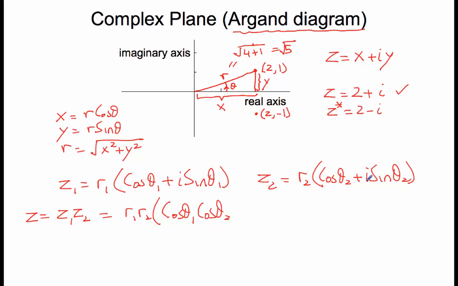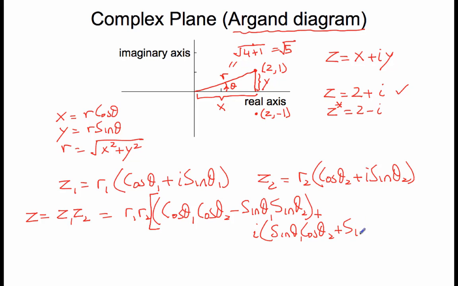into I sine theta 2, you'll get I squared, which is a minus 1. So that's minus sine theta 1 sine theta 2. So that is the real part, and there'll be an imaginary part as well. So let's write the imaginary part over here. That's I times sine theta 1 cosine theta 2, and then there is also sine theta 2 cosine theta 1. So we have this term here as well.